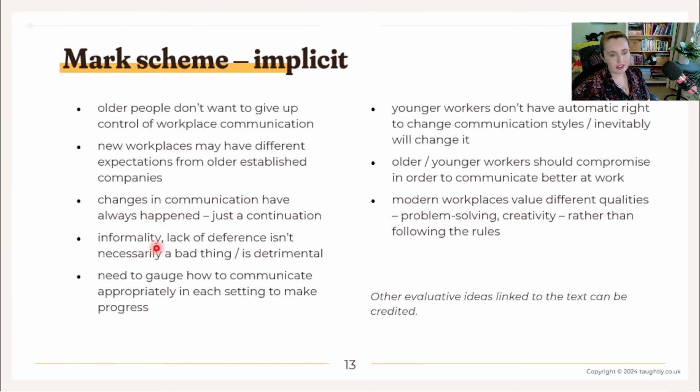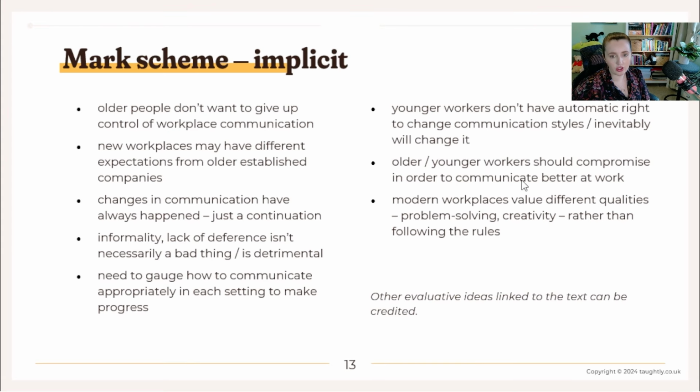It's just what happens. Informality and a lack of deference isn't necessarily a bad thing, isn't necessarily detrimental, can be useful for XYZ reasons. You need to gauge, figure out how to communicate appropriately in each setting to make progress. Know your boss, know your industry, and adjust accordingly. Younger workers don't automatically have a right to change communication styles, but they inevitably will change it. So no one has a right to say this is how we must communicate. We need to find a middle ground between older and younger generations.